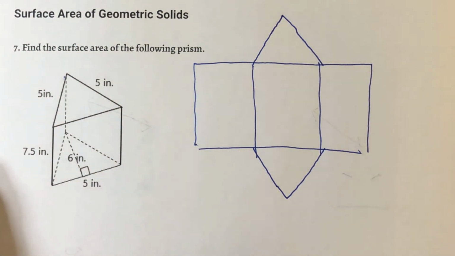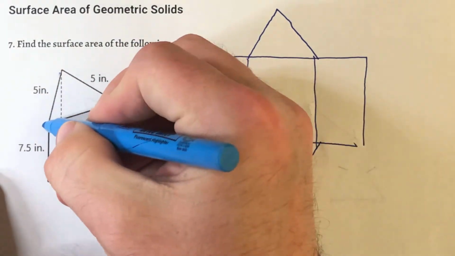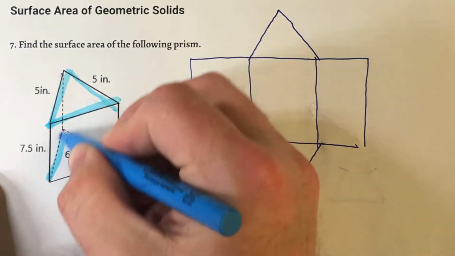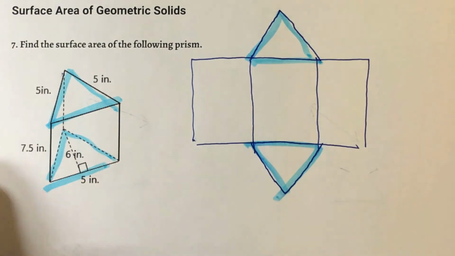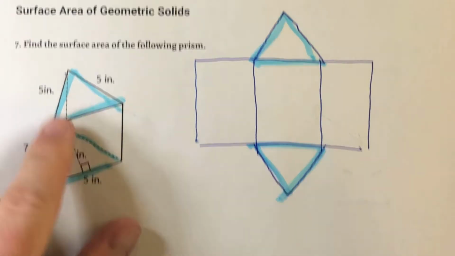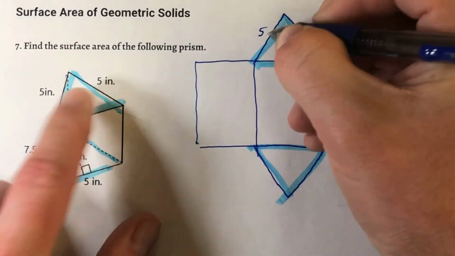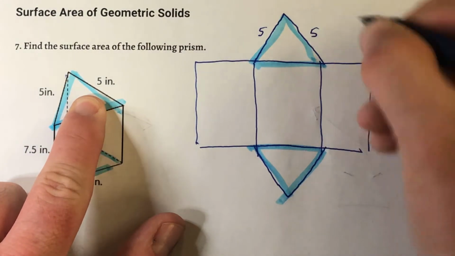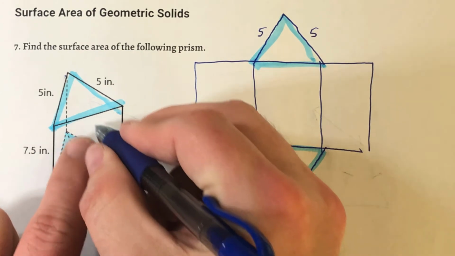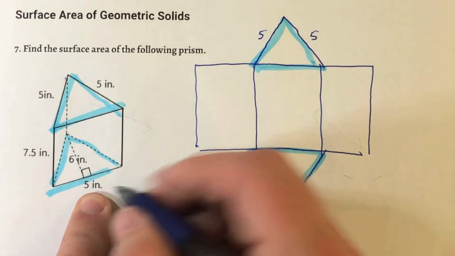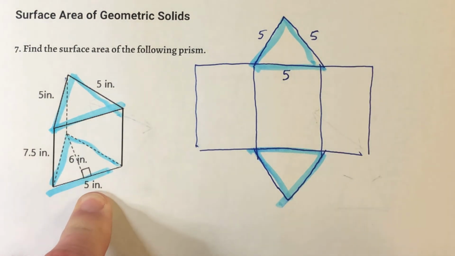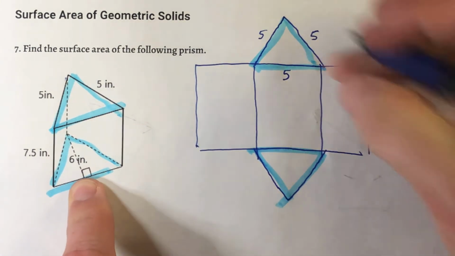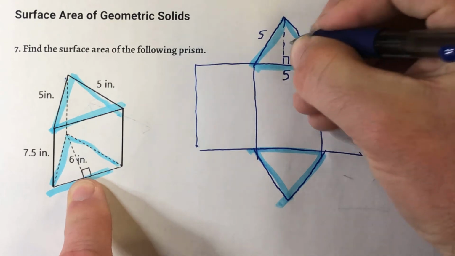Okay, let's label. So we're going to focus on the triangles and transfer our information. So this side's 5, the right side's 5. The bottom side doesn't have a number, so I look at the other triangle and I see that it's also 5. It's an equilateral triangle. Next, what's the height of the triangle? It is 6.